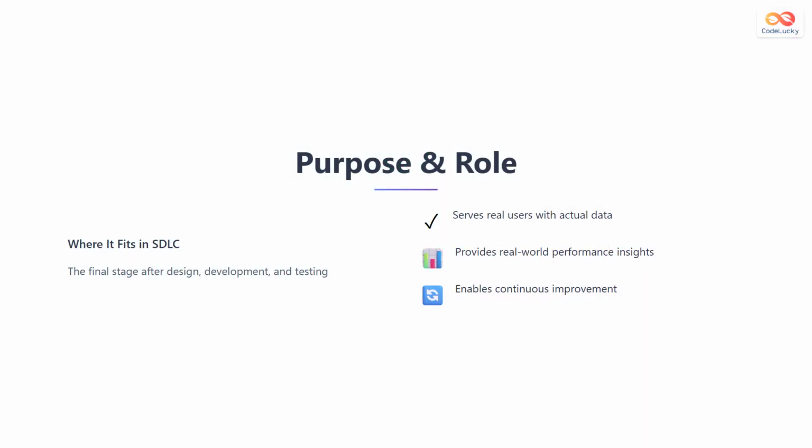A production environment fits into the software development lifecycle as the final stage. It comes after design, development, and testing phases. This is where your application meets real users with real data.